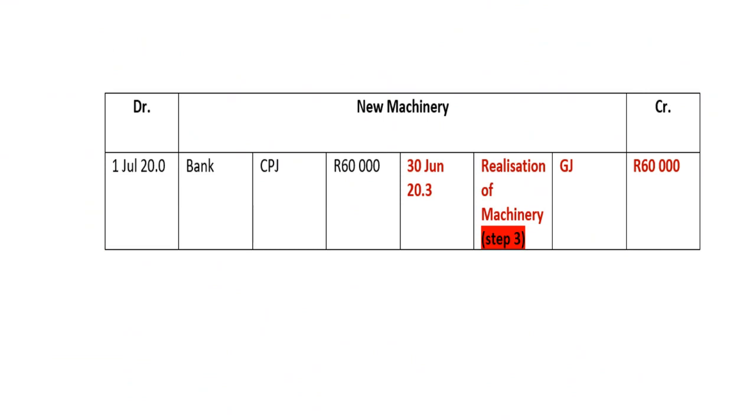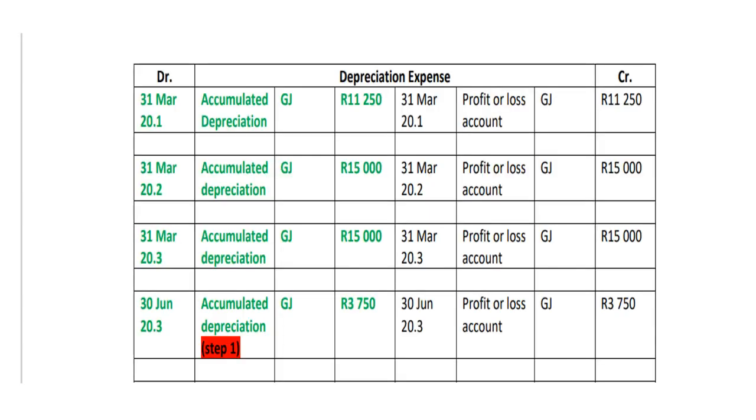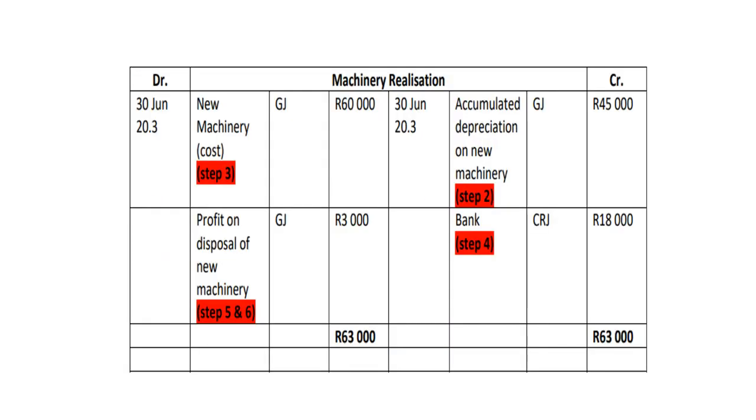Your realization of machinery. That's why you go to the new machinery, you go to the credit side, you put how much? 60,000, because we know asset decreases on the credit side. The reason will be realization of machinery, because here you credited the machinery, we are removing it from the books. What did you transfer it to? To the realization of machinery account. So we've done with step number 3. So steps 1, 2, 3 are done.